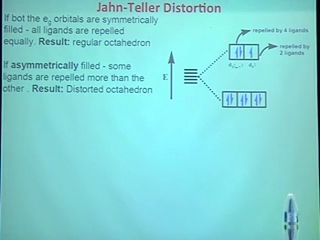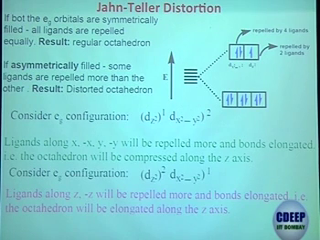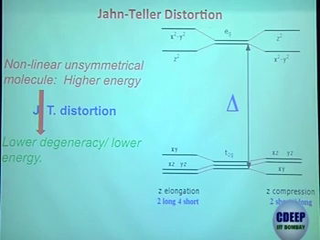So what do we see if eg is unsymmetrically filled? What are the situations, eg3 or eg1? That's the only two possibilities. eg2 will be symmetrically filled, eg4 will be symmetrically filled, so eg1 or eg3. If it is filled that way, then again you have some sort of a problem. What is the problem? That is what we are coming to. Let me go to the picture. This is the Jahn-Teller distortion. If t2g is completely filled or symmetrically filled, the configurations are t2g3 eg1 or t2g6 eg3, all these configurations.